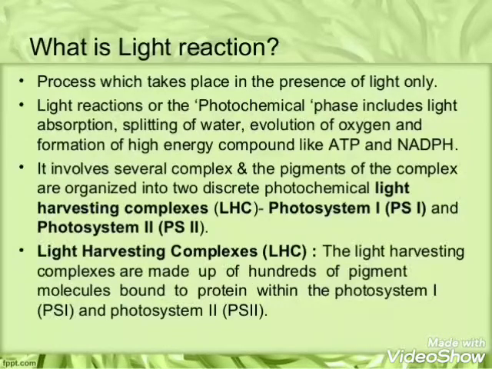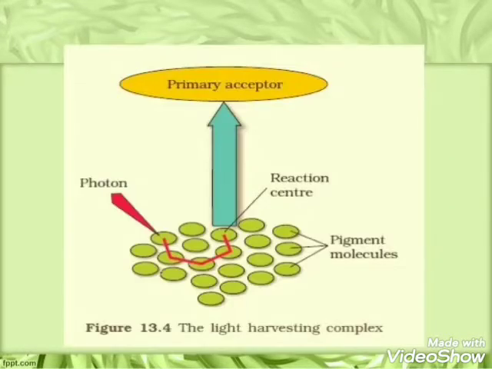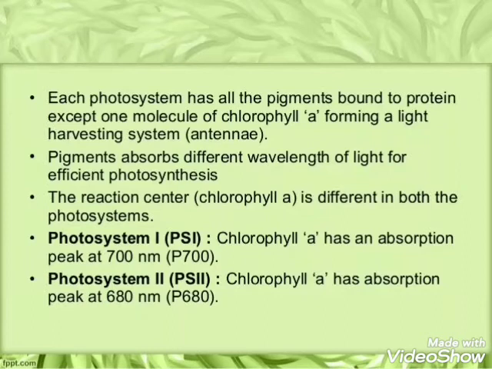The light harvesting complexes are made up of hundreds of pigment molecules bound to protein within photosystem 1 and photosystem 2. So here is the diagram of a single light harvesting complex, which includes the reaction center and a number of pigment molecules. Each photosystem has one specific chlorophyll A molecule and many other pigment bound proteins. The chlorophyll A forms the reaction center where the actual reaction takes place, while the other pigment molecules form the light harvesting system, also called antennae.